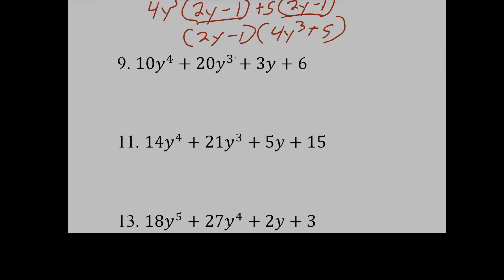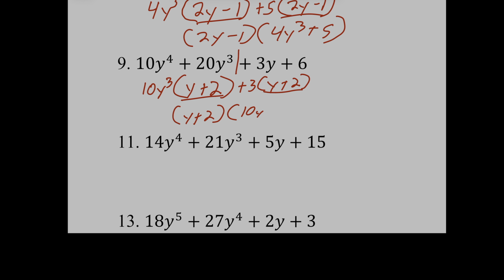All right, let's keep going. I'm going to put a barrier right there. I'm going to pull out a 10y cubed. What's left over on the left? A y. What's left over on the right? A plus 2. Now let's do the second one. I'm going to pull out a plus 3, and I'm left with a y plus 2. Look, they're the same. So I'm going to pull out a y plus 2, and I'm left over with a 10y cubed plus 3. All right, let's go on to number 11.